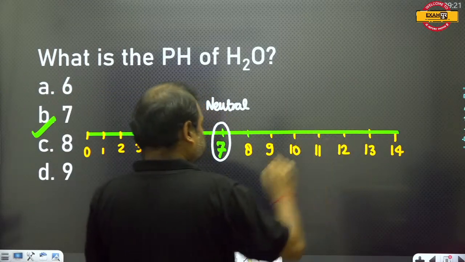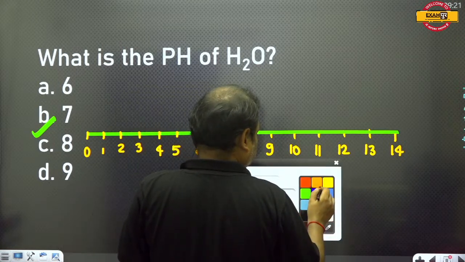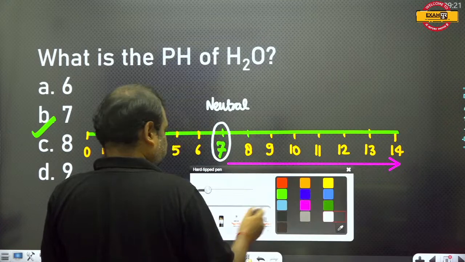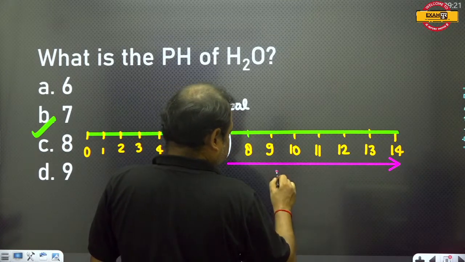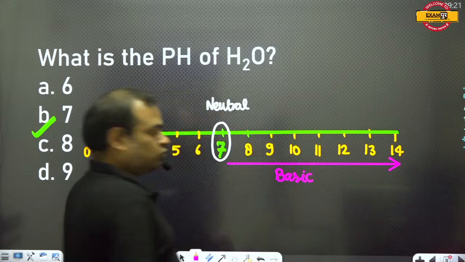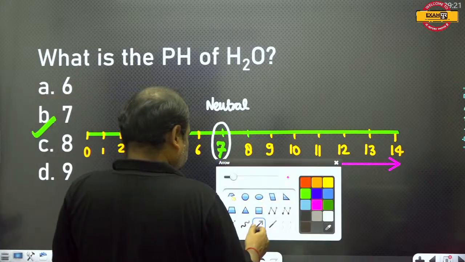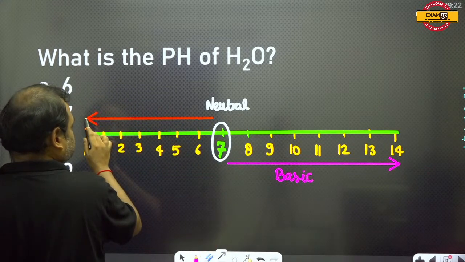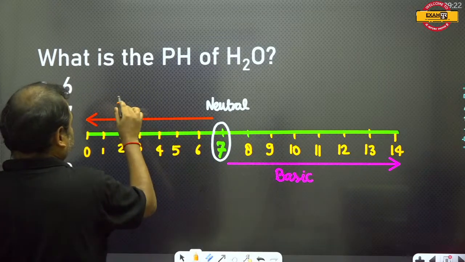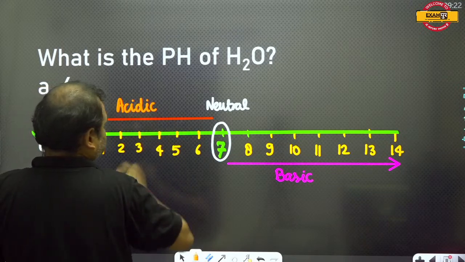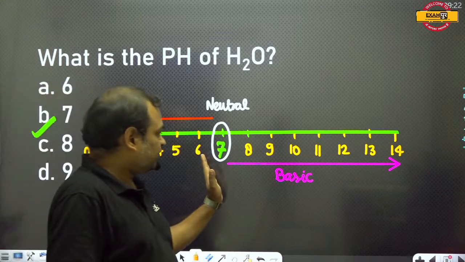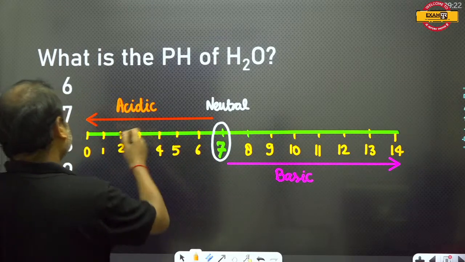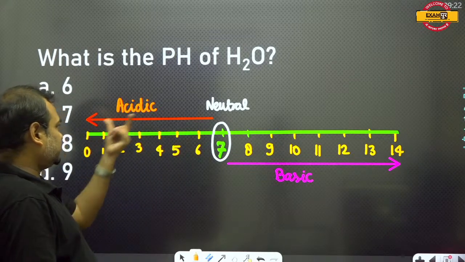When we talk about values greater than 7, it means you are heading towards the basic nature. Basic nature means OH minus ions. When the pH value is less than 7, it means you are heading towards the acidic solution. Always remember, a pH value greater than 7 represents the basic nature of the solution, but a pH value less than 7 represents the acidic solution.